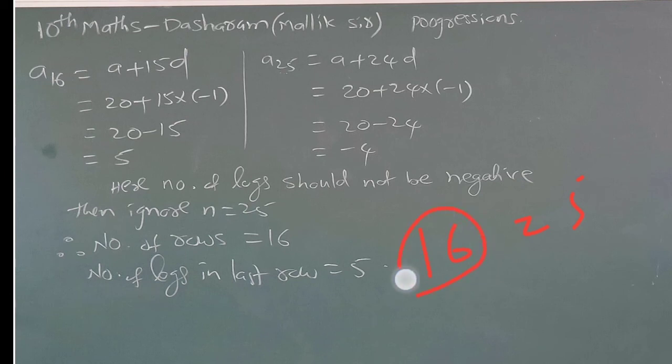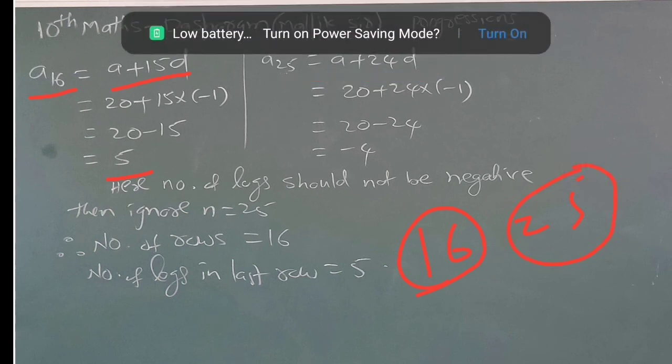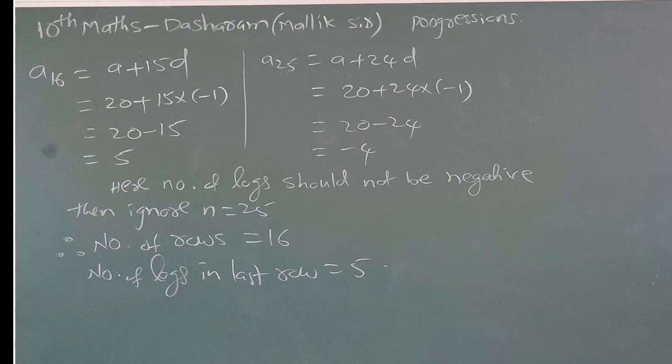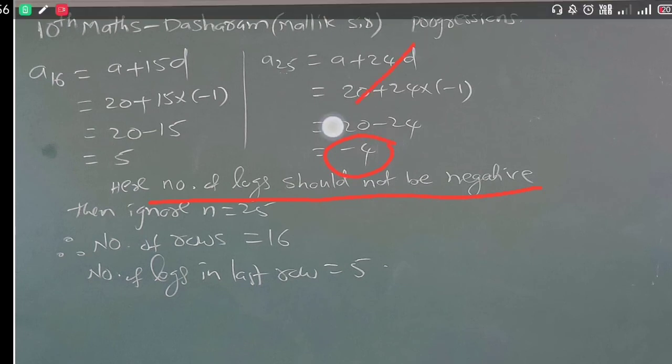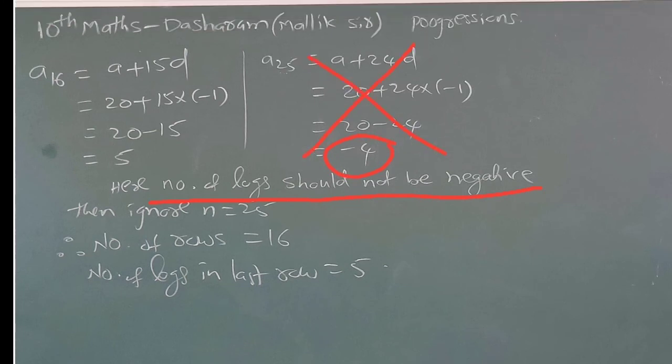Using these n values, I am going to find a16. a16 equals a plus 15d, so the answer is 5. Next, a25 equals a plus 24d, then the answer is minus 4. Here the number of logs should not be negative, but we got a negative number, so we can ignore 25. So in total, 16 rows are there, and the number of logs in the top row equals 5 logs.